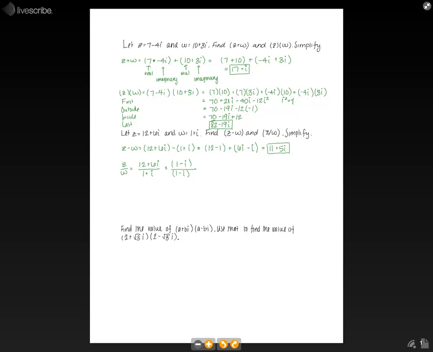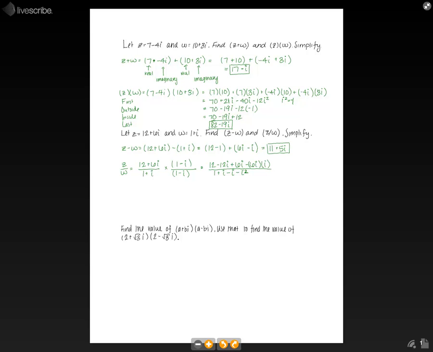So we're going to multiply by 1 minus i over 1 minus i. Once we do that, we're going to FOIL out the top and the bottom. So we're going to get 12 minus 12i, plus 6i, and then minus 6i times i. And then on the bottom, we are going to get 1 plus i minus i squared.